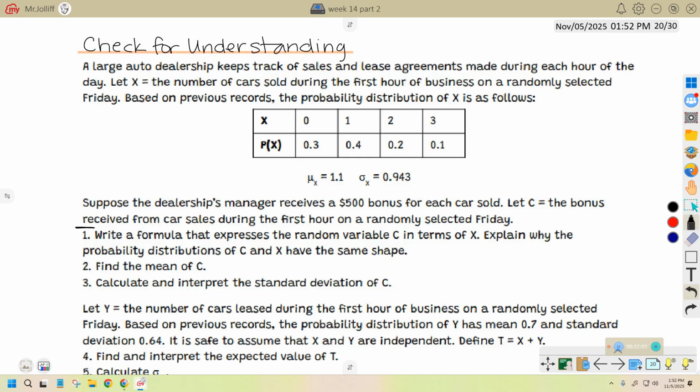So we're given a distribution of the number of cars sold during the first hour. We're asked about a distribution of the bonus that the sales manager earns for those sales. So the question is, how do I get from the distribution of number of cars to amount of bonus? And you'll notice it's $500 bonus per car. How would I figure out his total bonus? Give me an exact formula. How would I find how much he earns?